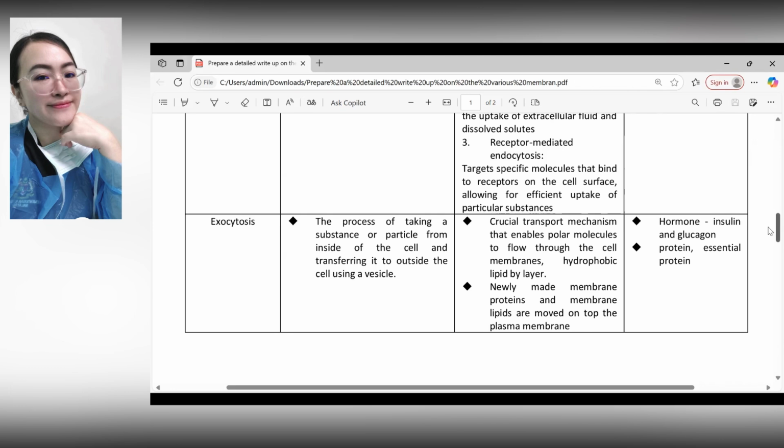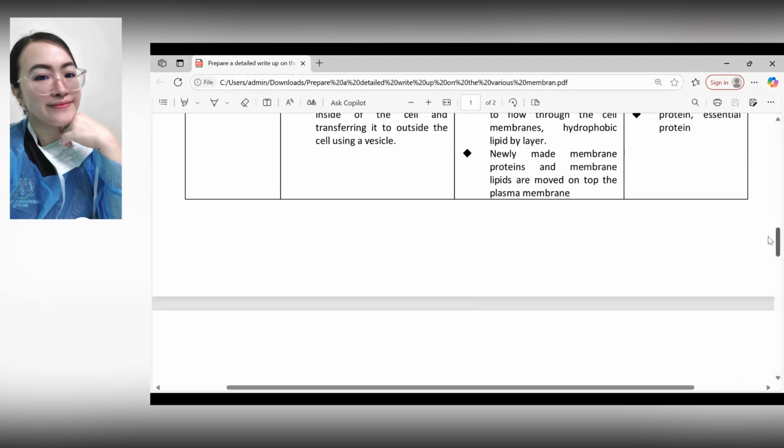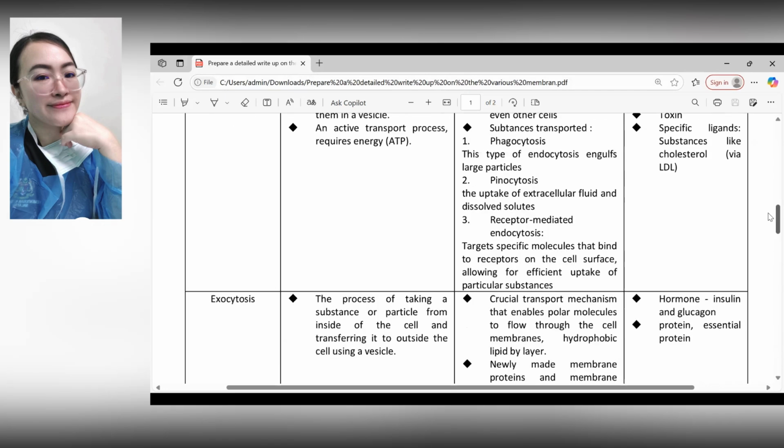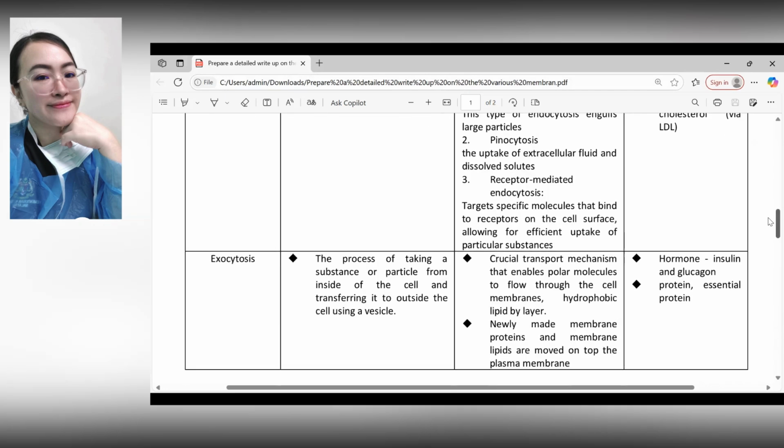And in proteins, some essential proteins. So the topic of the question has been presented. That is the end of our topic today. Thank you.